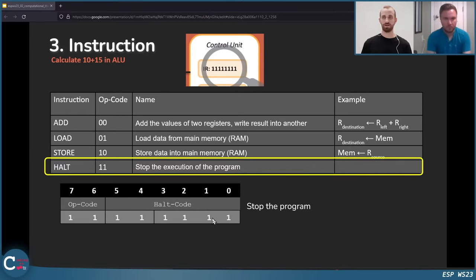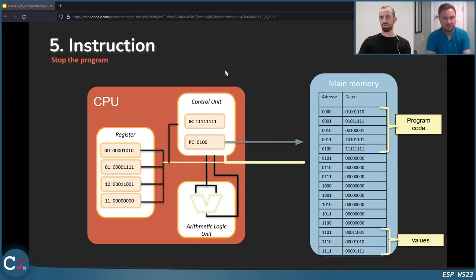If everything works fine, if everything is okay, and we just want to stop the program, we interpret these bits here as: we want to stop the execution of the program. And yeah, then we stopped. And that's it. That was our five instructions. We can see now we have just calculated 10 in decimal representation plus 15, and we wrote the result back here, which is 25.